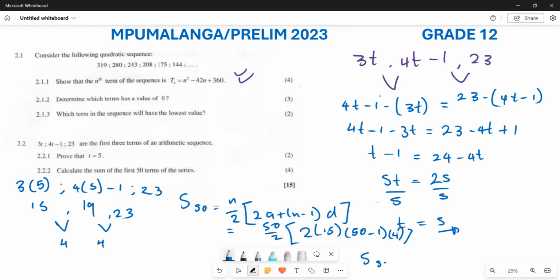So which means your S of 50 is going to be given by 5650, right? 5,650. So basically, this is how you are supposed to answer this question.